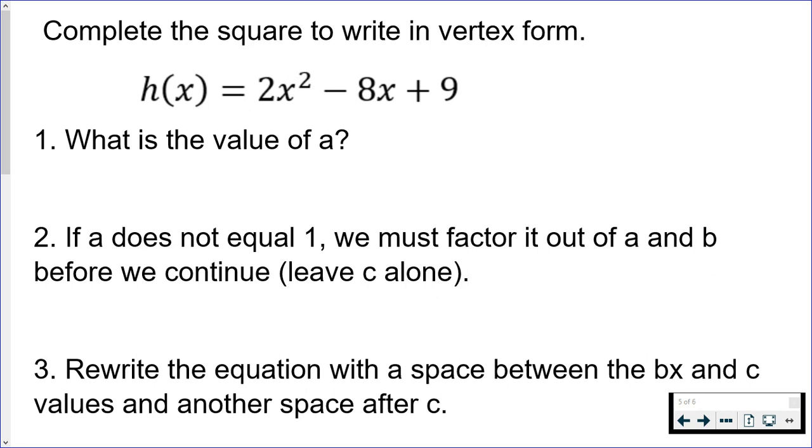So, first things first, A is not 1. A is 2 in this case. But in order to complete the square, you cannot have an A value other than 1.